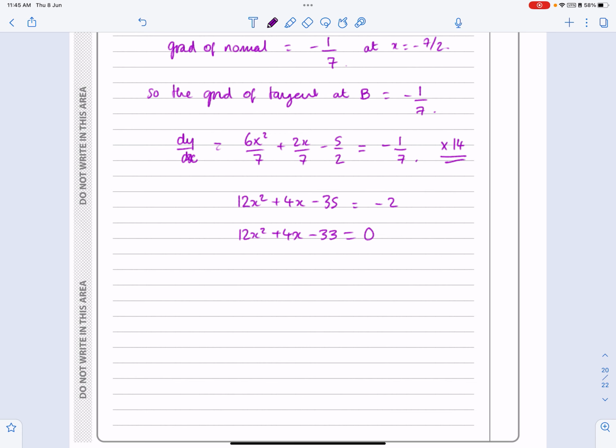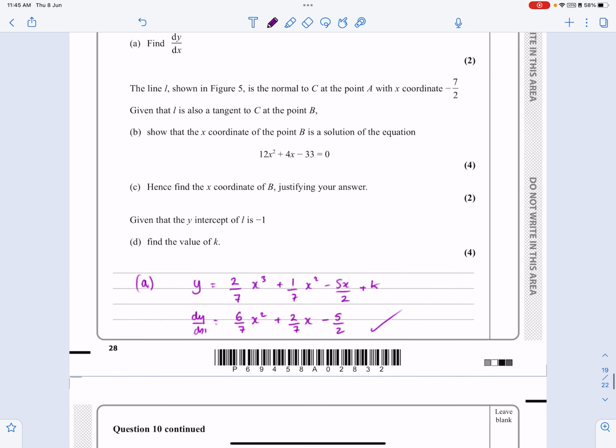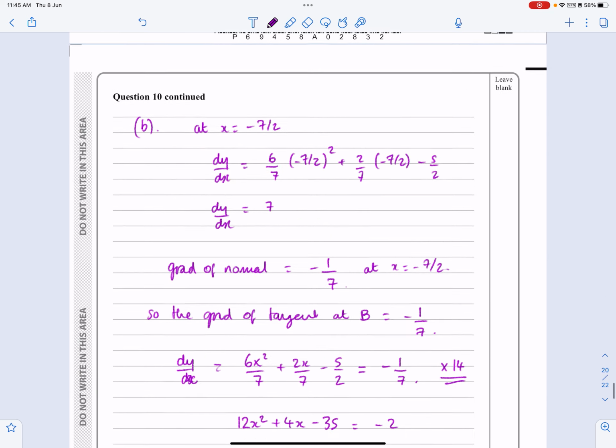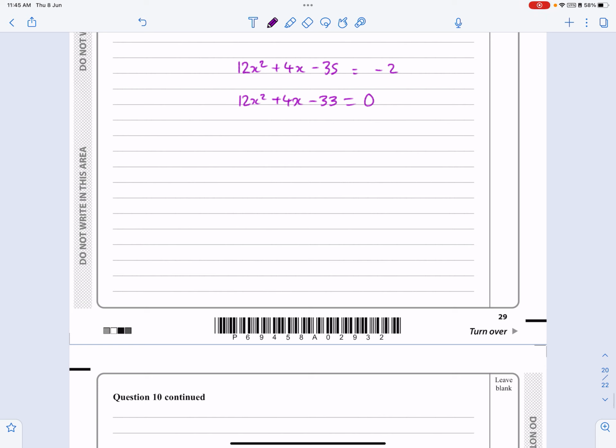So we've done part B. What does part C say? Part C says, hence find the x coordinate of B. Okay, that means solving that equation. Oh, I forgot. So part C, we've got the equation 12x squared plus 4x minus 33 equals 0. And I've just got to solve that.